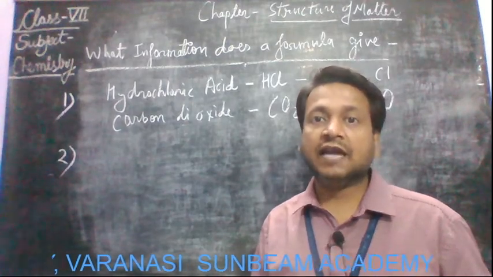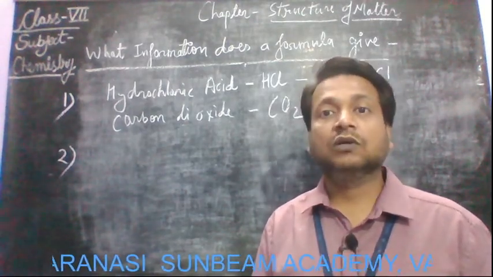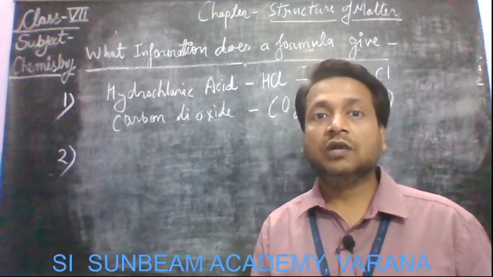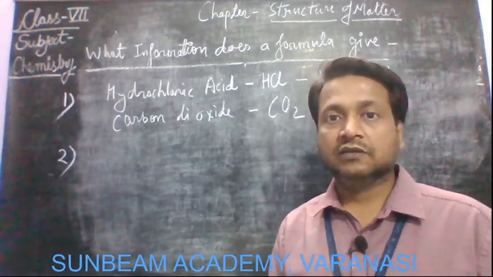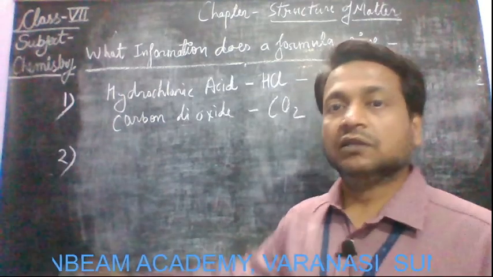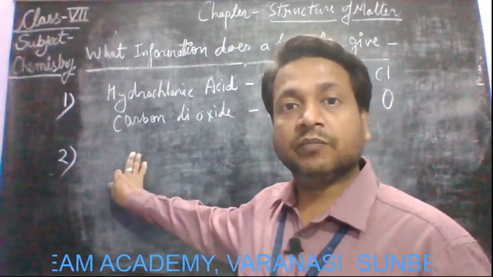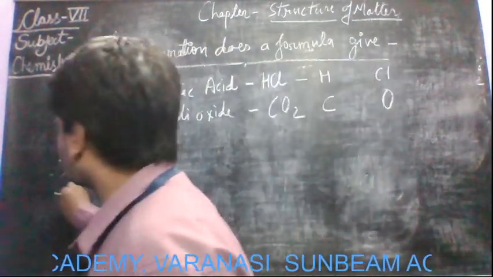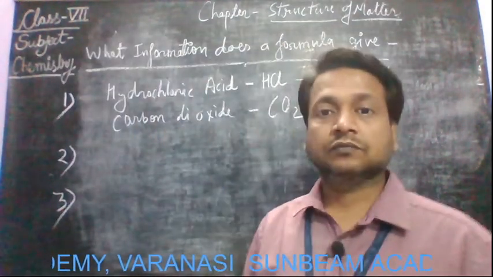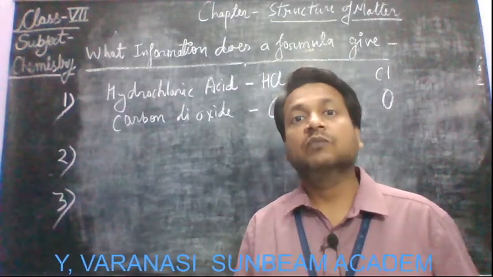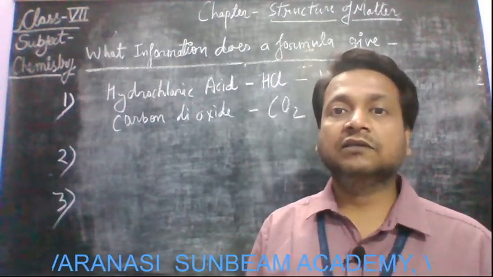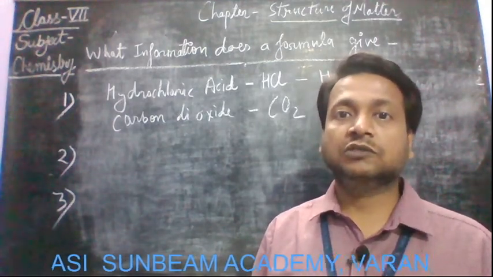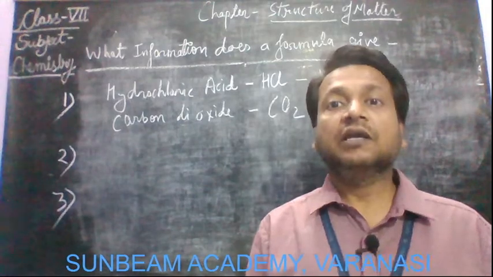So this indicates that the number of atoms of oxygen is 2 and the number of atoms of carbon is 1 in one molecule of carbon dioxide. So this is the second information which is given by the formula. Now the third information: simply the molecules of that compound, as how many molecules of that compound is given.